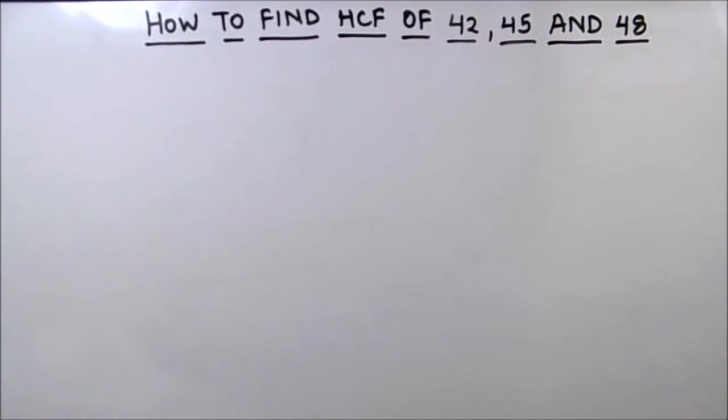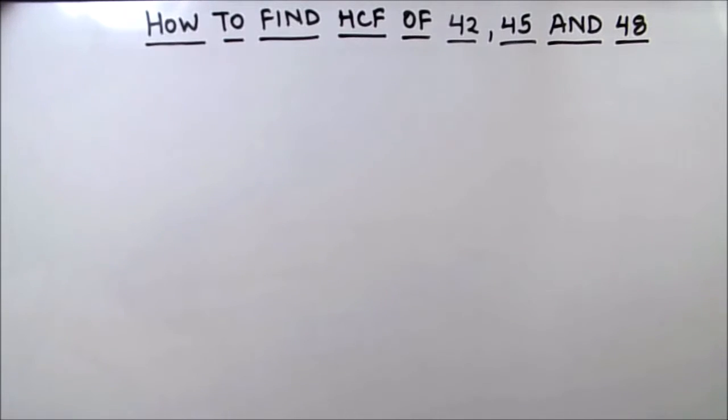Hello everyone, today in this video we are going to learn how to find the HCF of three numbers which are 42, 45 and 48. We are going to be using the prime factorization method for finding the HCF of the three numbers.